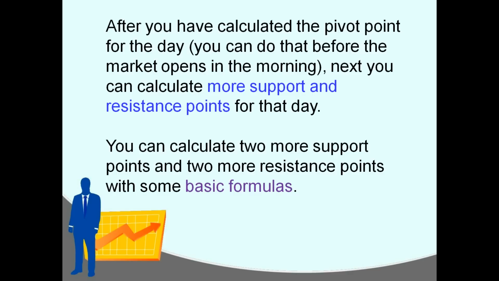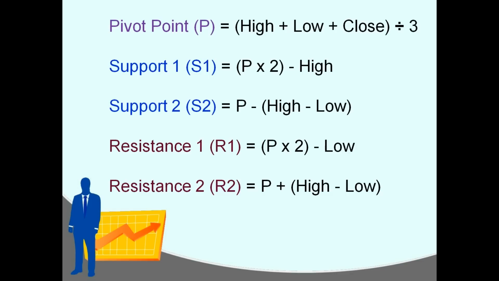After you have calculated the pivot point for the day, and you can do that before the market opens in the morning, next you can calculate more support and resistance points for that day. You can calculate 2 more support points and 2 more resistance points with some basic formulas. And actually, I've seen people calculate 3 more support points and 3 more resistance points, but we're going to keep it simple with just 2 of each instead of 3. So let's look at the formulas.